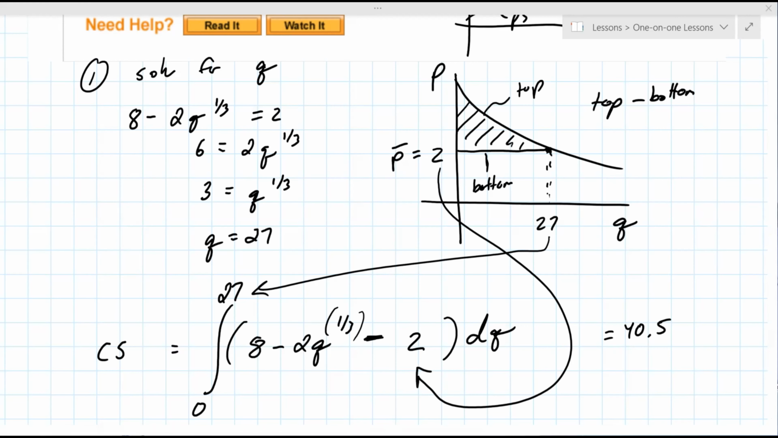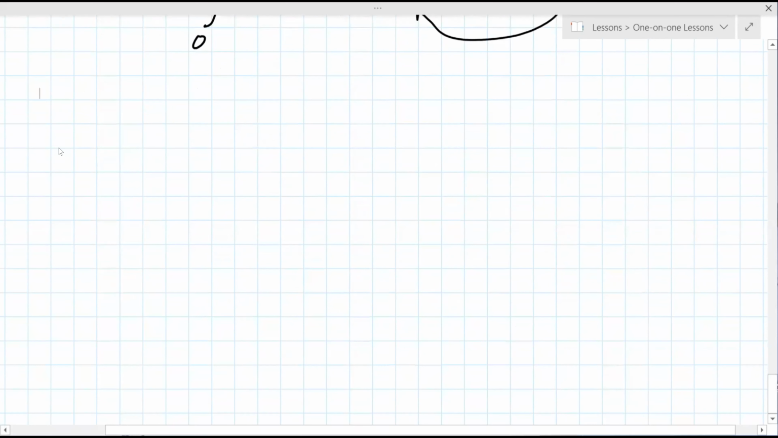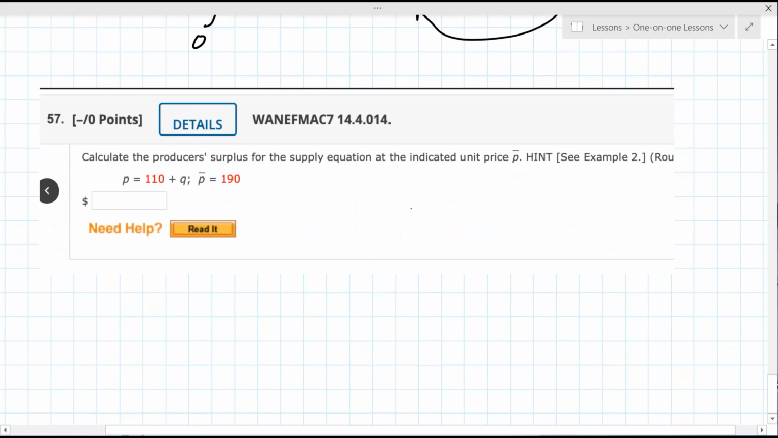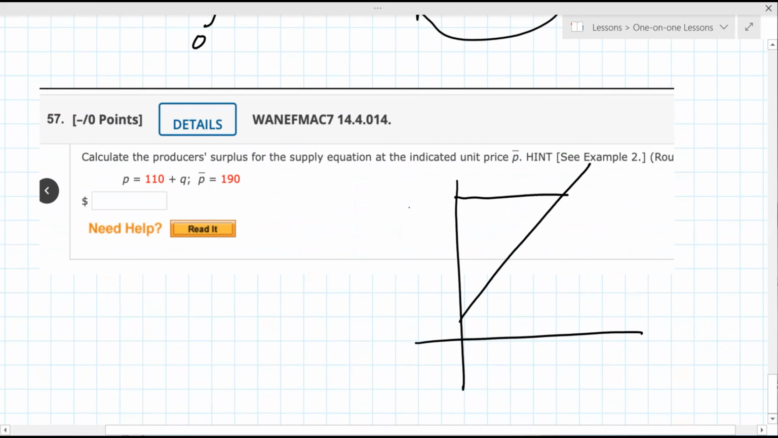All right, so that was 56. 57 is the other side of this. 57 is producer surplus. Is it the same, a similar process? Very similar. It's just finding the bottom side. So the graph here is that producer surplus looks something like that. And then you hit it with this P bar. So this P bar equals 190 is here.